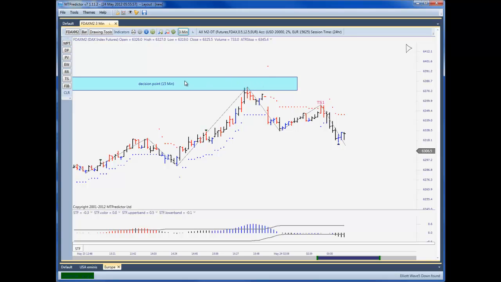So can you see how the decision point here tagged this high? This meant that this was an important pivot. The initial decline down here we'd consider wave 1. The initial correction here we'd consider wave 2. So why is that important?